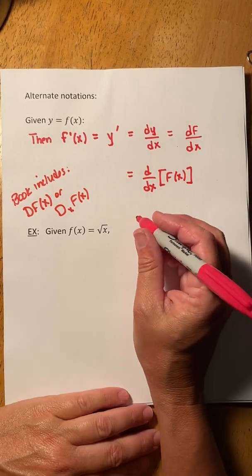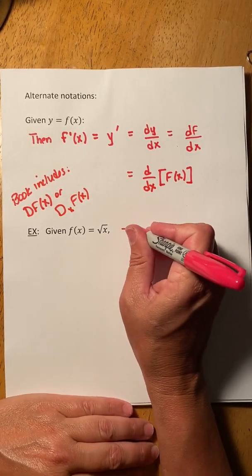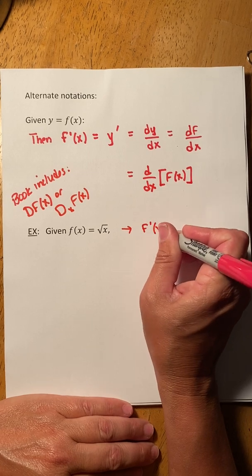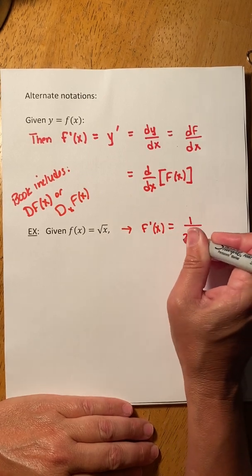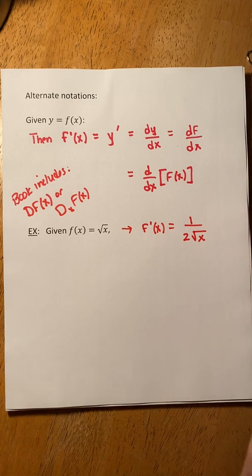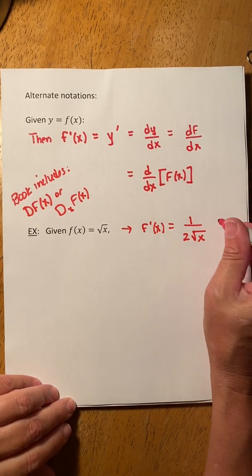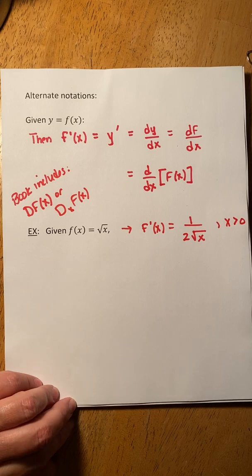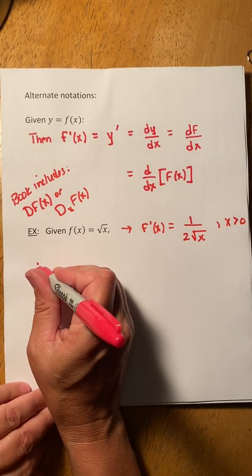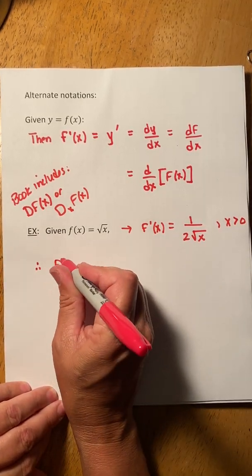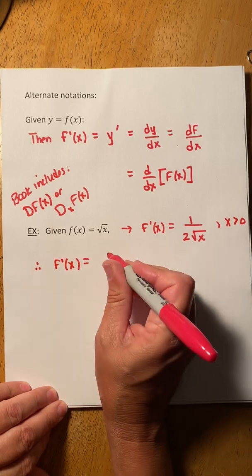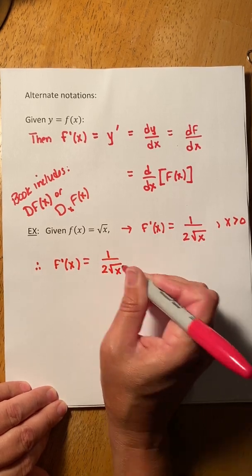So for example, for f of x equals the square root of x, we found that f prime of x is 1 over 2 square root of x. We actually found f prime of a was 1 over 2 square root of a, but now we're just replacing the a's with x's to identify it more with the function notation. All right, so here x has to be greater than 0. So therefore, we would say f prime of x equals 1 over 2 square root of x.